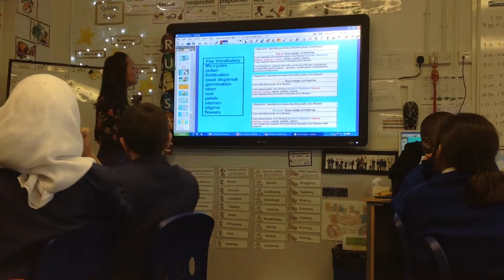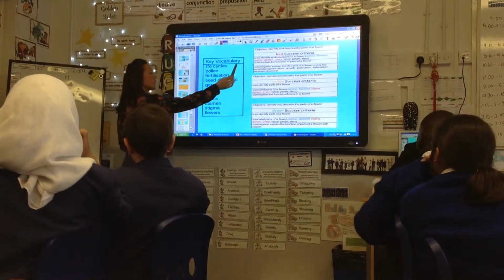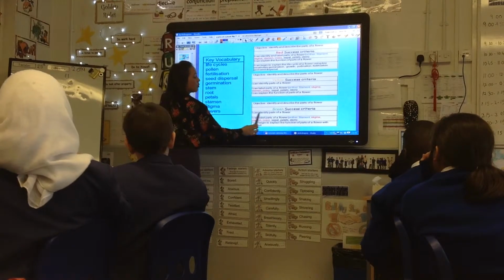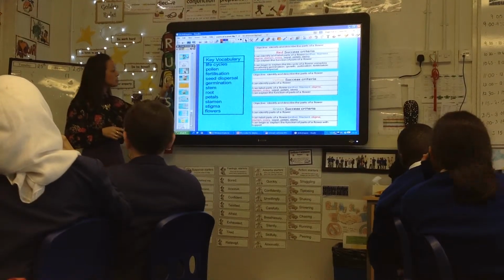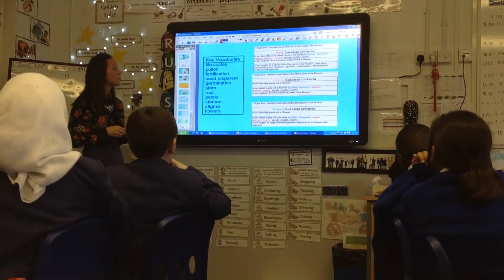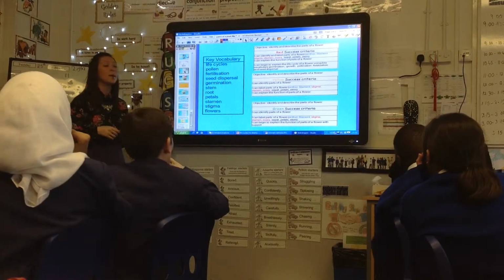Right, so let's have a look at what we're learning to do today. Your success criteria is up there. Red group, yellow group and green group, look at what you need to achieve by the end of this lesson. Alex, success criteria is on the board there. So we're going to be identifying and describing parts of the flower.